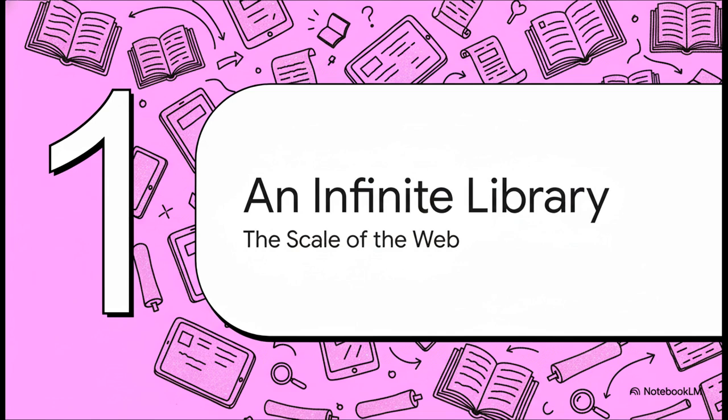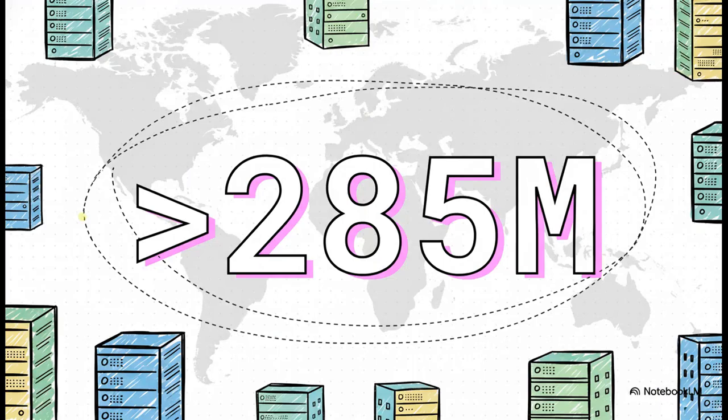So, to really appreciate the solution, you have to get your head around the sheer scale of the problem. The best way to think about the World Wide Web is to imagine a library, but not just any library. This one has no walls, no central card catalog, and new books are being written and added every single second. To start, just picture our library having over 285 million separate buildings. That's roughly how many web servers are online. Each one is a potential source of information, just scattered all across the planet.